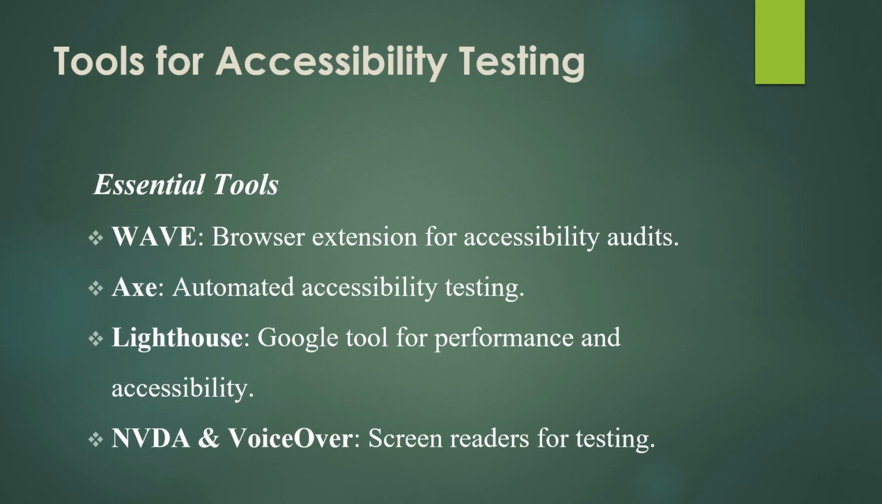Several tools can help with accessibility testing. WAVE, a browser extension that identifies accessibility issues like missing alt text and color contrast problems. Axe, an automated tool that integrates into development workflows for accessibility audits. Lighthouse, a Google tool that audits performance, accessibility, and SEO. NVDA for Windows and VoiceOver for iOS are popular screen readers that allow you to test how accessible your app is for visually impaired users. Using these tools, you can quickly identify and resolve accessibility issues.